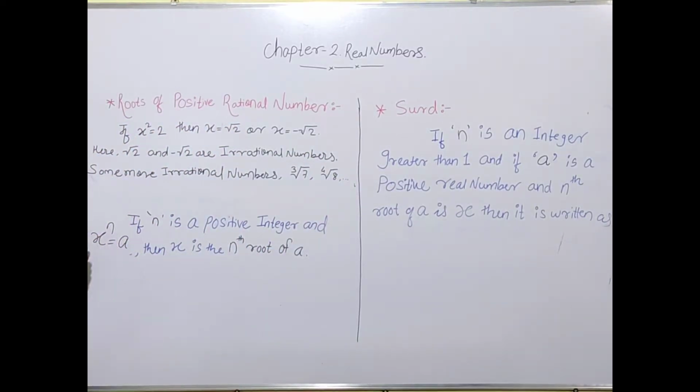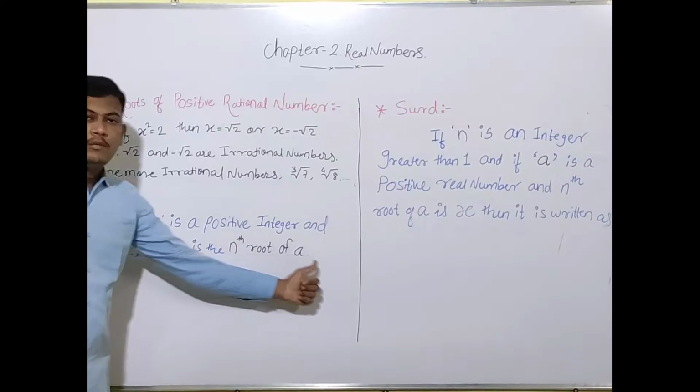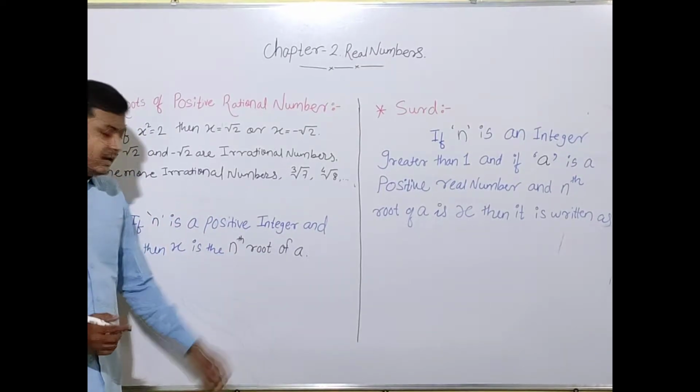Okay. Now we have to see, if n is a positive integer, positive integer means positive natural number, and x raised to n equal to a, then you have to find the value of x. So what will be the value of x? x will be the nth root of a. With an example, we will see it here.